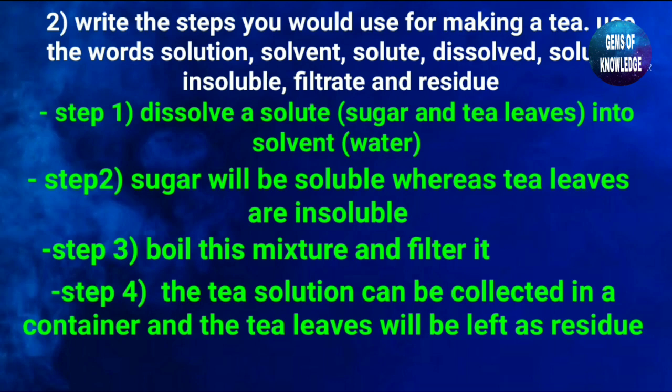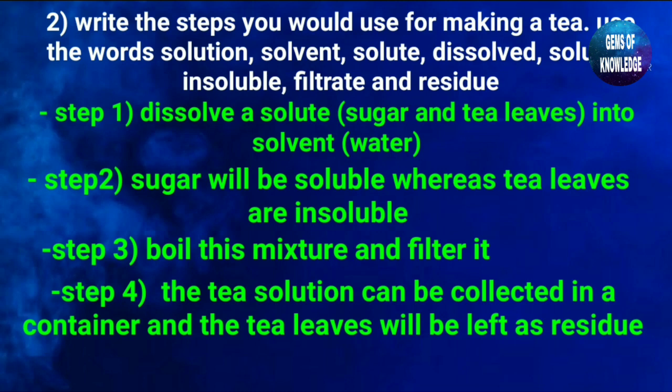So the first step is to dissolve a solute. The solutes we are taking here are sugar as well as tea leaves, into the solvent. Obviously, as I told you, the bulk component which we take in huge quantity will always be the solvent, and the smaller component which we take in small quantity is known as the solute. So here the solutes are sugar as well as tea leaves, whereas the solvent will be water.